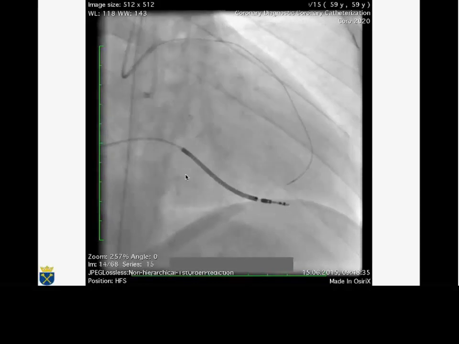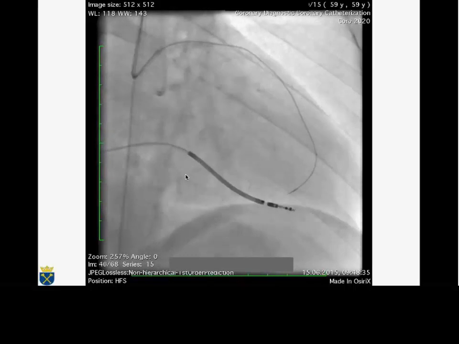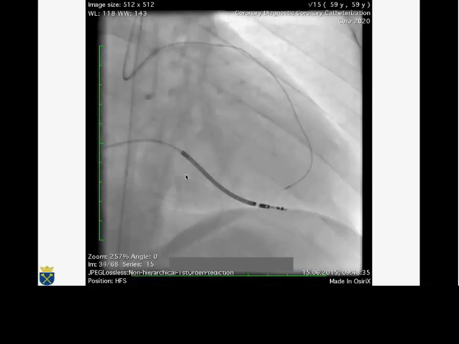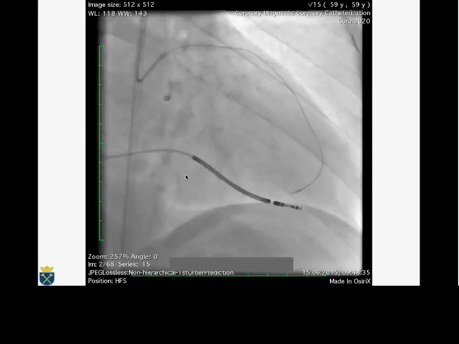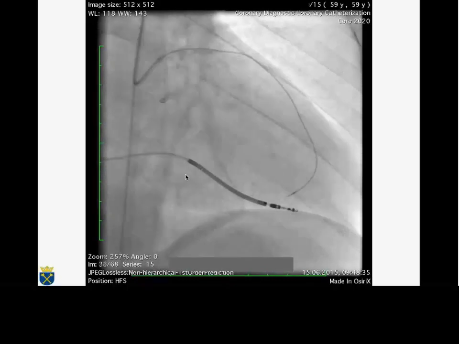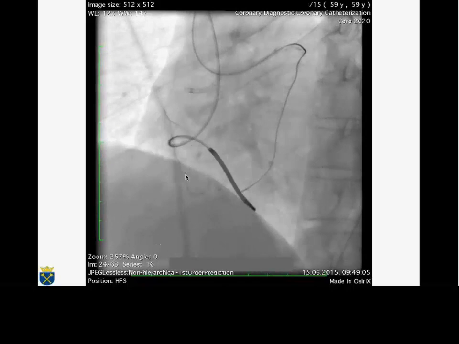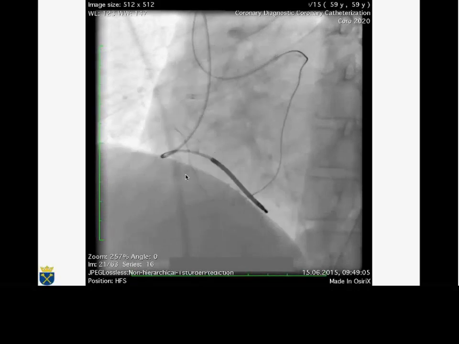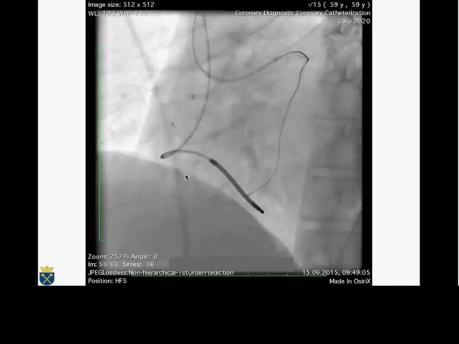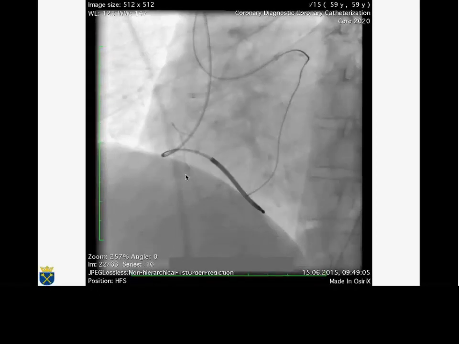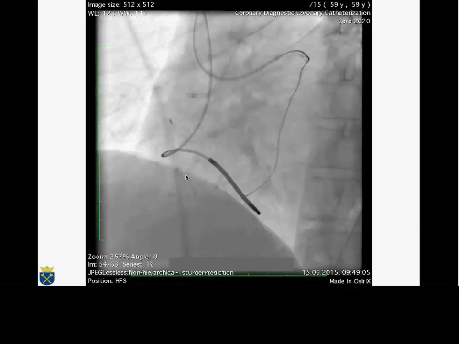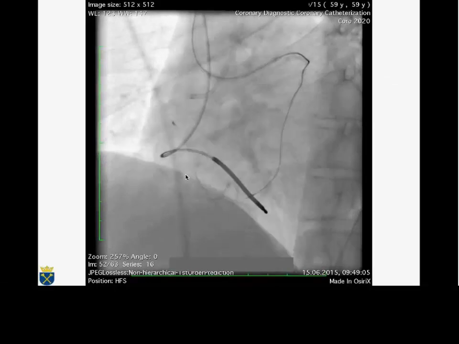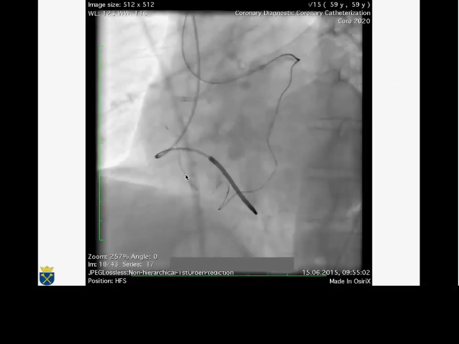You can see here, this is the tip injection. And you can see very thin and very tortuous collaterals going from the LAD to the right ventricular branch and going to the right coronary artery. You can see here, it was very good. I think that because the wire was very close to the entry of the dissection. But you can see in this film how tortuous these collaterals were. But finally, I was able.